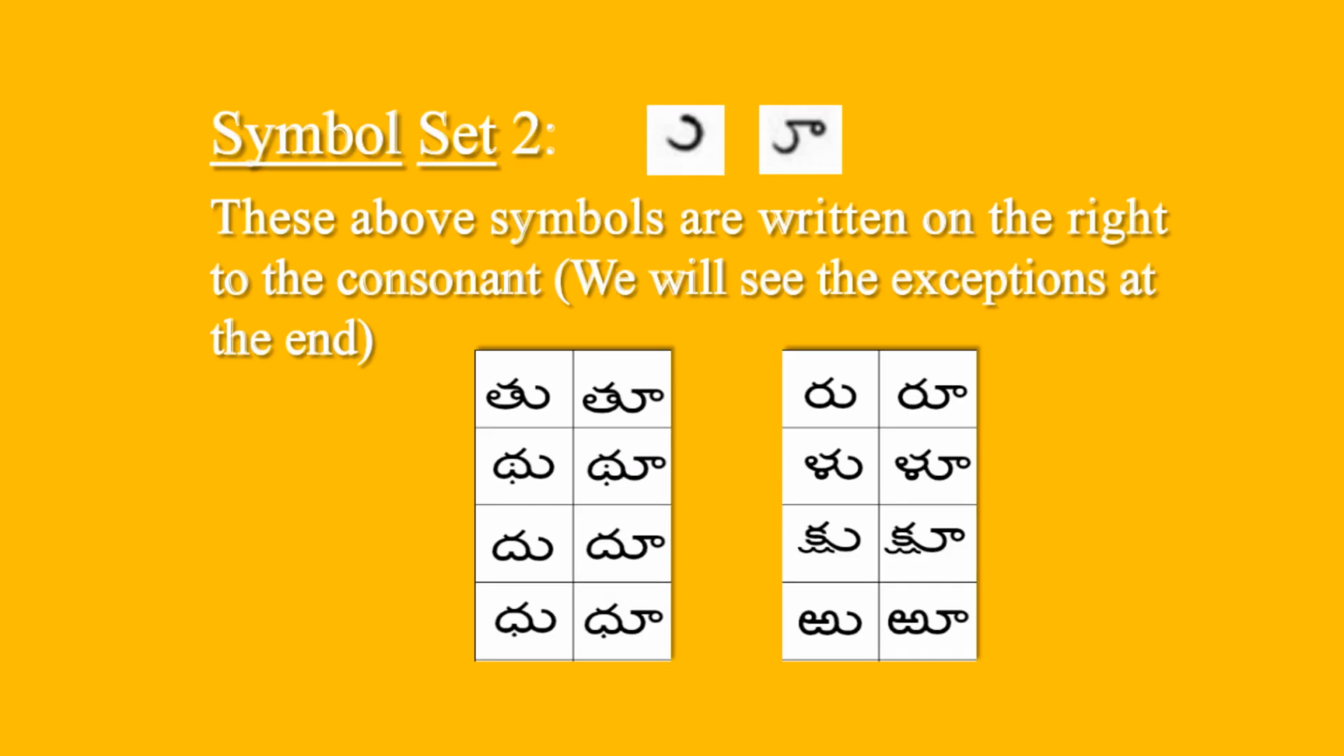Now comes set 2, Kommu and Kommu Dirghamu. Almost all the time they are put on the right side of the consonant, but we do see some exceptions and we will see them at the end. Now if you see the examples here, you can see how the Kommu and Kommu Dirghamu are attached on the right side of the consonant. Tu, tu, ru, ru, kshu, kshu.